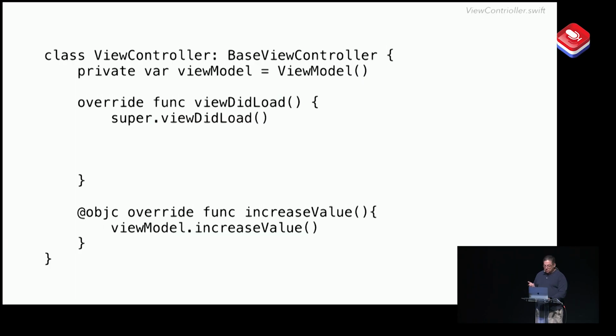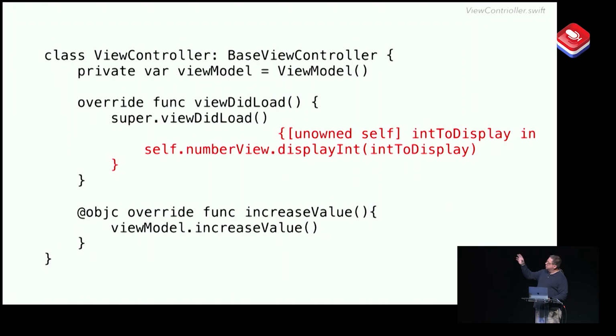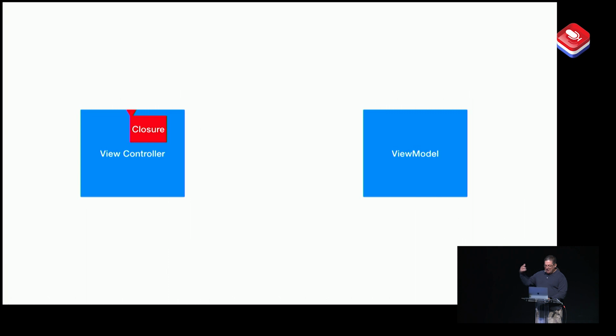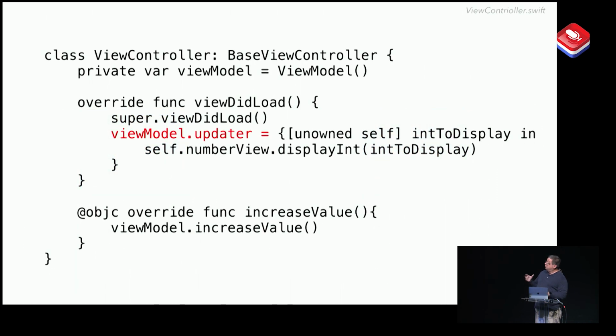And so it's the same idea. Here I am in my view controller. Instead, the view controller determines this closure. And so instead of setting the delegate and saying, call me back, I set my closure, and then I pass it on by saying, hey, view model, set your closure, your updater, to this thing.